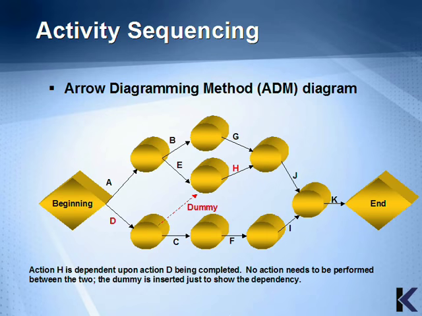The arrow diagramming method only uses finish to start relationships between tasks. It may use dummy activities. Dummies are shown using a dotted line and are used to show dependencies between tasks. In this case, action H is dependent upon action D being completed. The PERT estimating technique is drawn using an AOA diagram.